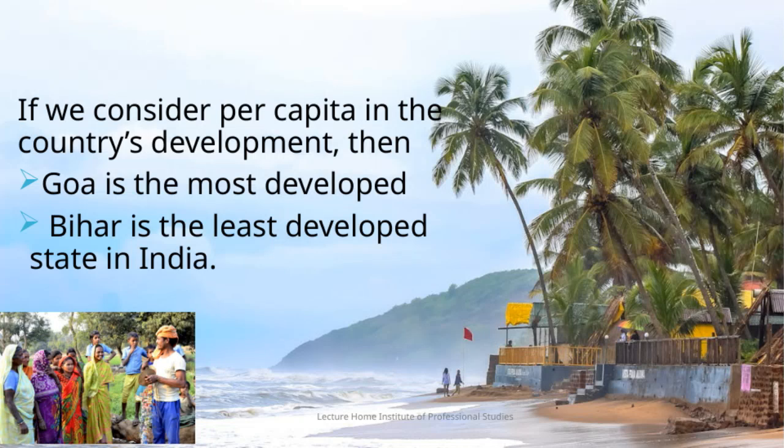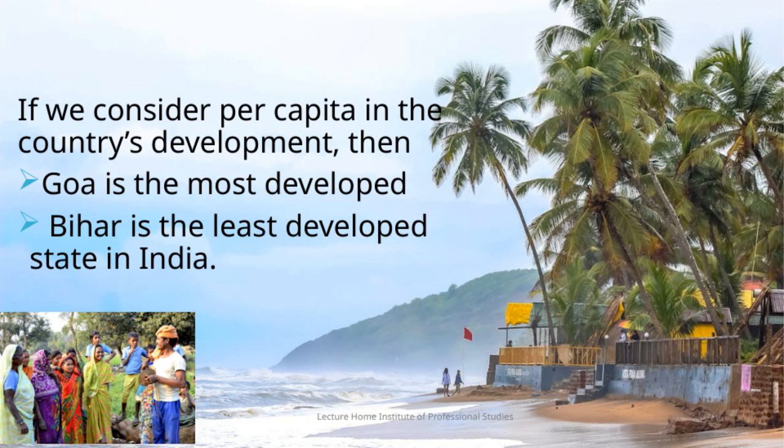If we consider per capita income in the context of a country's development, it provides a useful measure of the average economic well-being of its citizens. When we look at this metric across different states, Goa stands out as the most developed. That means, on average, the people living in Goa have a higher income level compared to other states. Conversely, Bihar ranks as the least developed state in India in terms of per capita income.